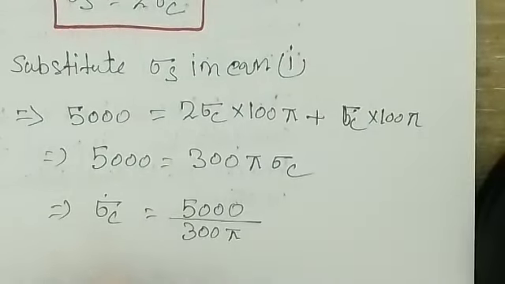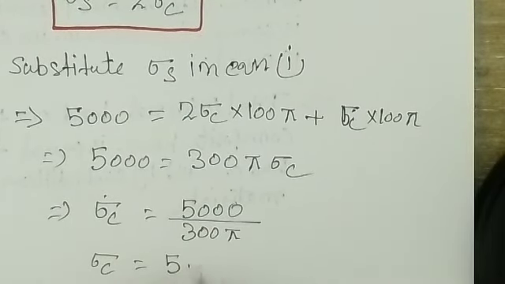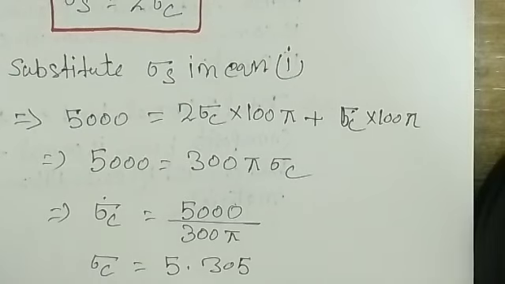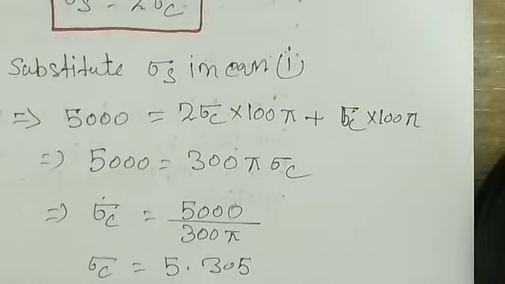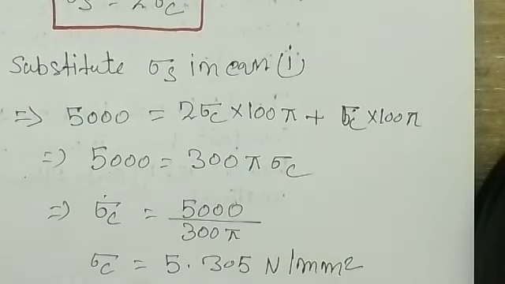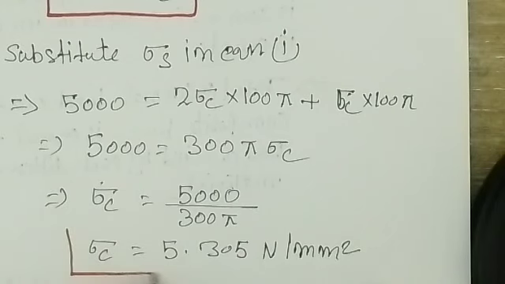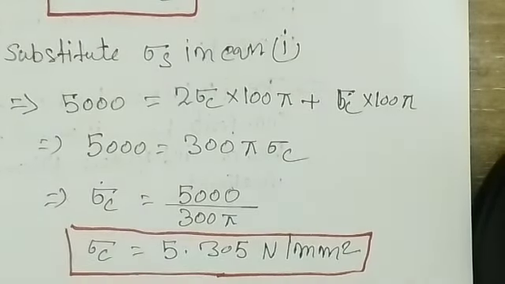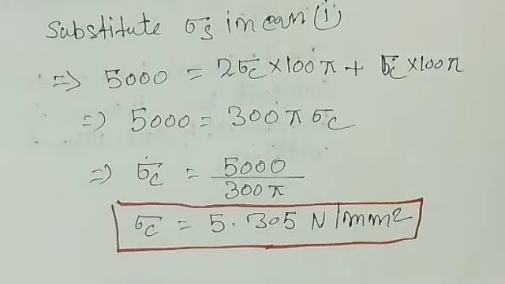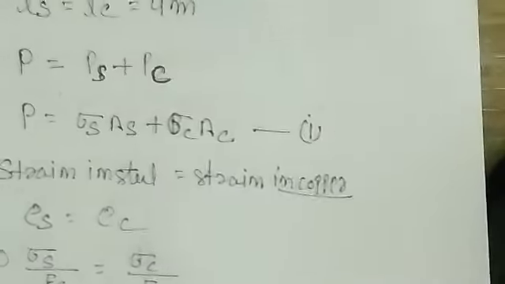So sigma C is equal to 5.305, and the area we have taken in terms of millimeter square, so this will be Newton per mm square. The stress in the copper bar is 5.305 Newton per mm square. When we substitute this sigma C into the equation, we'll get sigma S. So sigma S is simply twice, that is 10.60. Next, you can say sigma S is equal to what?